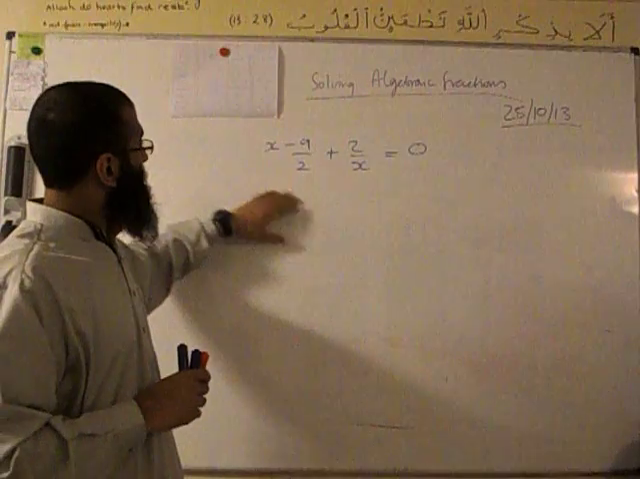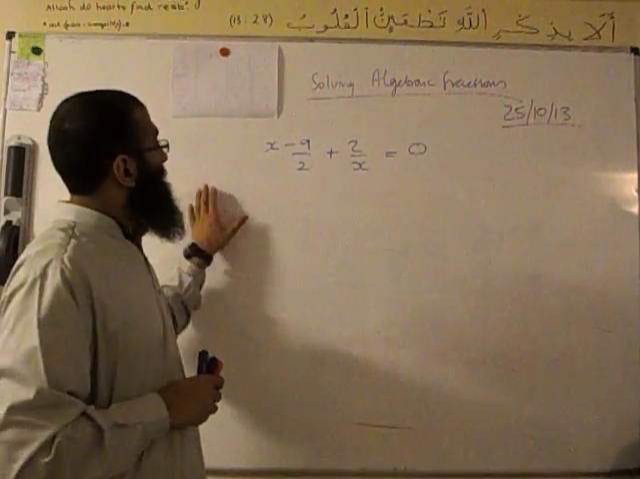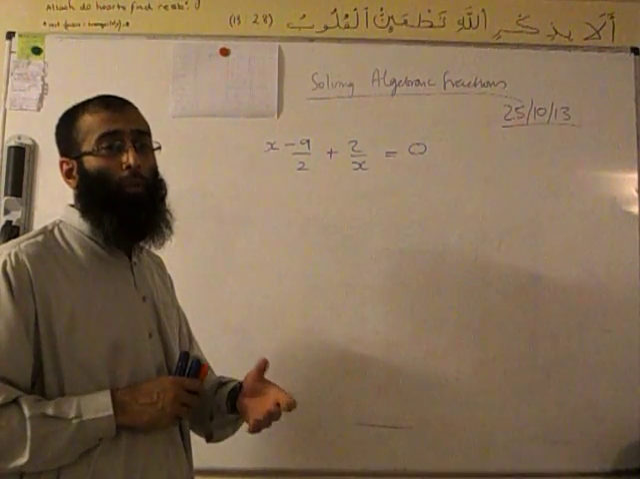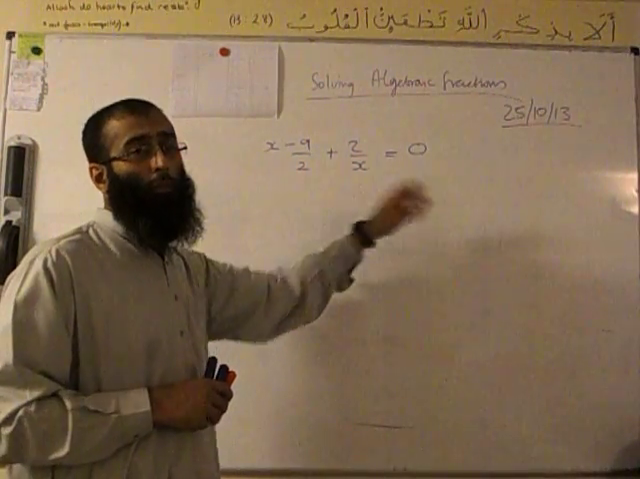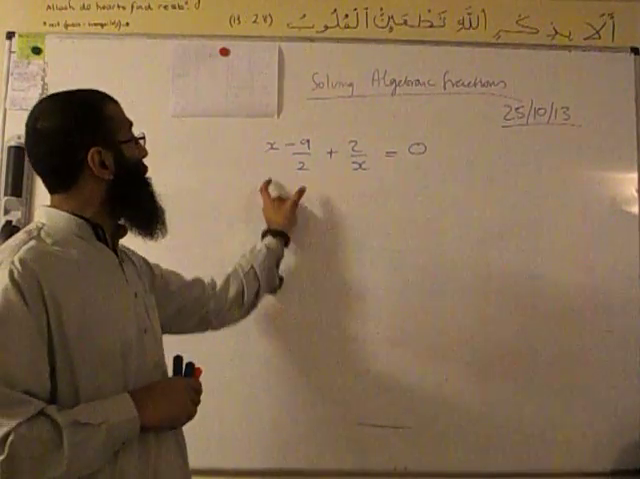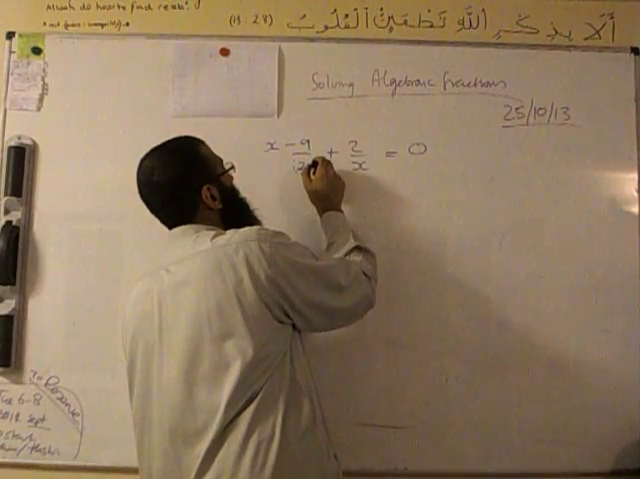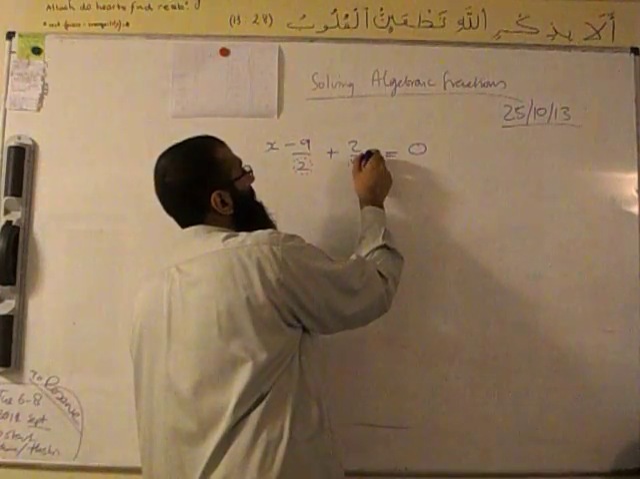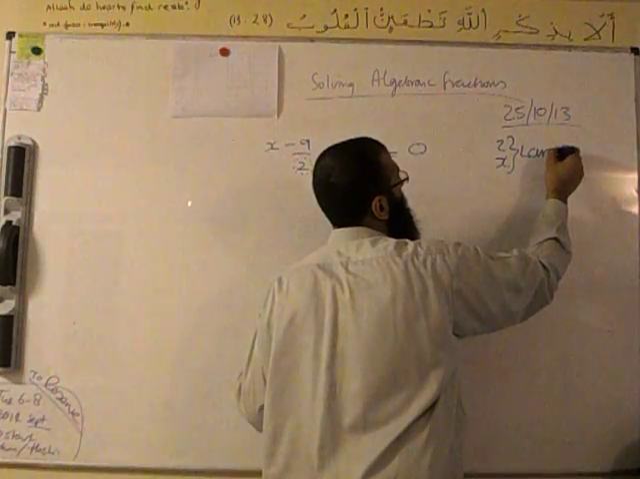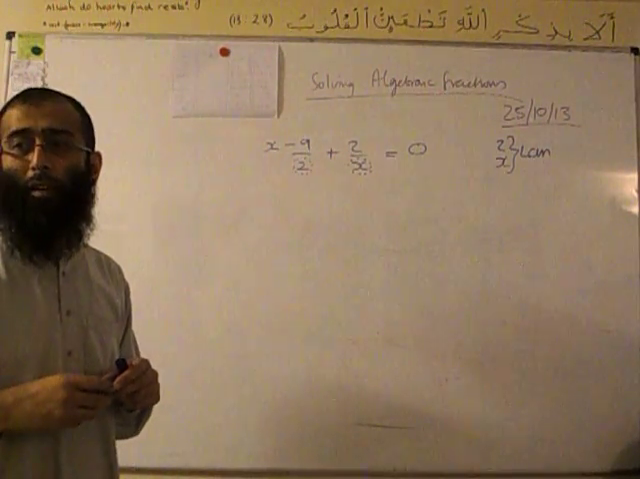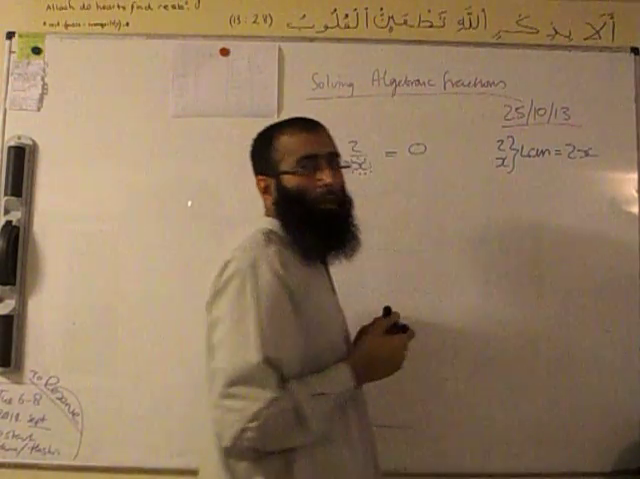In the question, watch, we have 1, 2, 3 items. Okay, 3 items. So we need to deal with this question using the LCM technique. So we need to multiply the whole question, which is 1, 2, 3 and 4 items. We need to multiply all 4 items by the LCM of the denominators. So let's look at the denominators. We have a 2 and we have an x. What is the LCM of 2 and x? The LCM will be 2x.